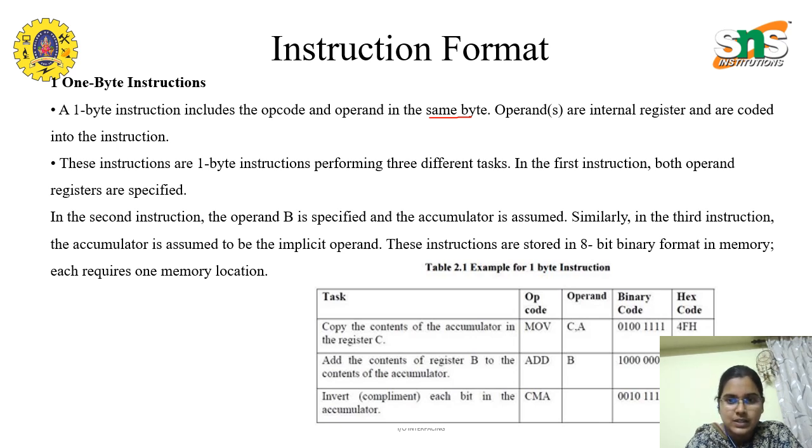In the first instruction, you can see here MOV C, A, that is both operands are specified. In the second instruction, the operand B is specified and the accumulator is assumed. Similarly, in the third instruction, the accumulator is assumed to be an implicit operand. See here, CMA, complement of accumulator, where A is the accumulator assumed along with the operand, that is implicit. These instructions are stored in 8-bit binary format in the memory, which requires one memory location. So these three examples you can have for 1 byte instructions.